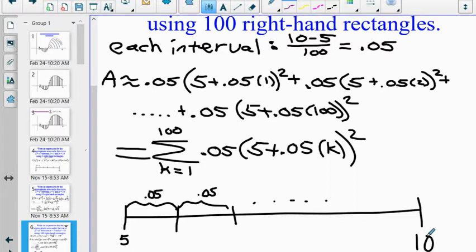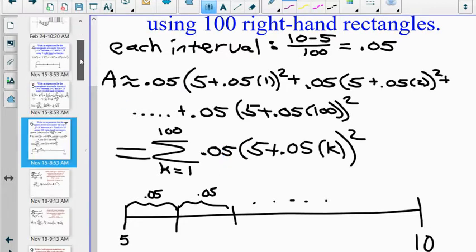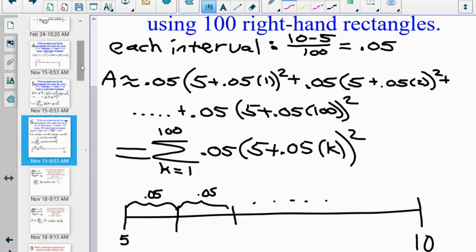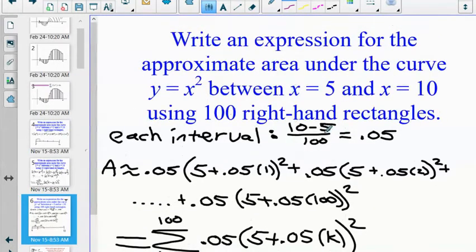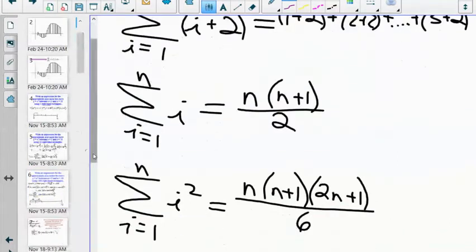Yes, it's going to be 10, but in terms of my sigma notation, I'm adding 0.05 100 times. And if you plug k equals 100 into this, you'll get 10. It's going to be 100 times 0.05, the width of that interval. The whole point of this is, first of all, giving us a language that we can use to talk about doing something like 100 rectangles without writing 100 terms, and also so that we can get to recognition.